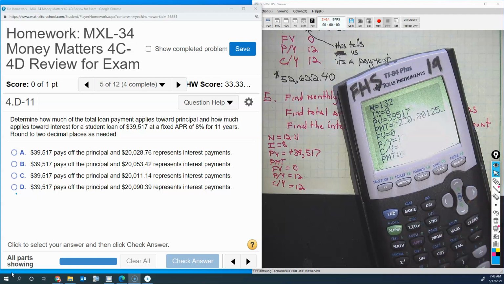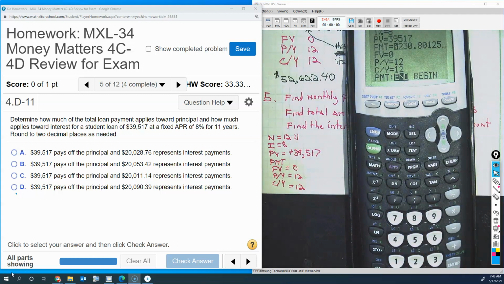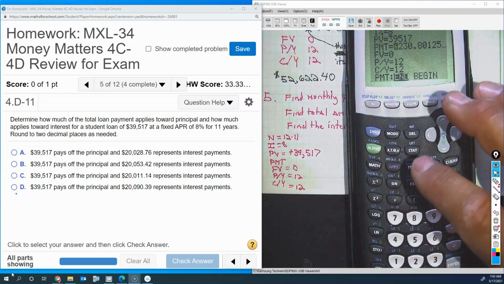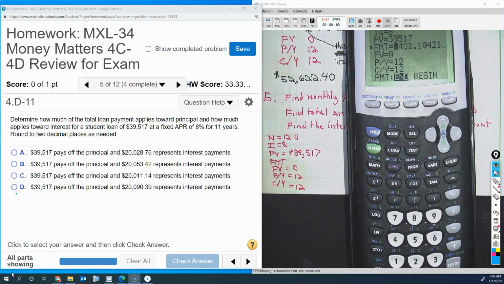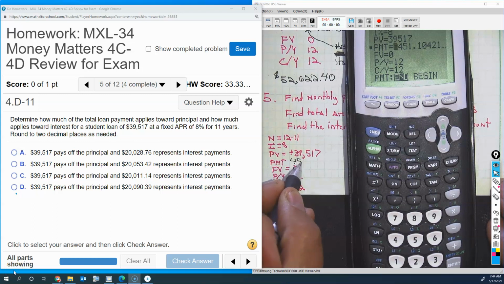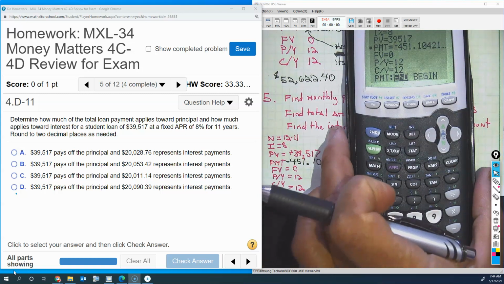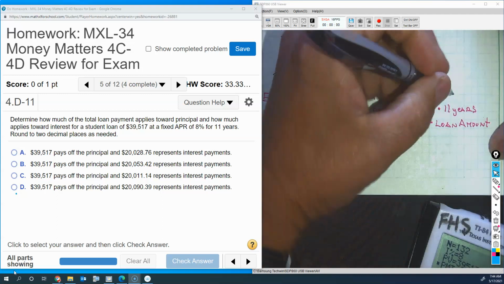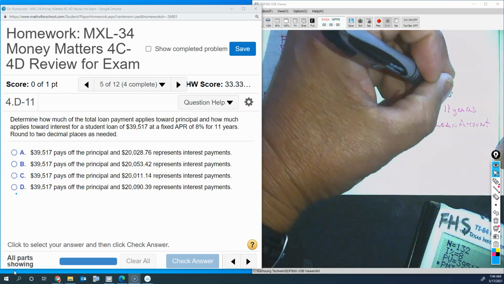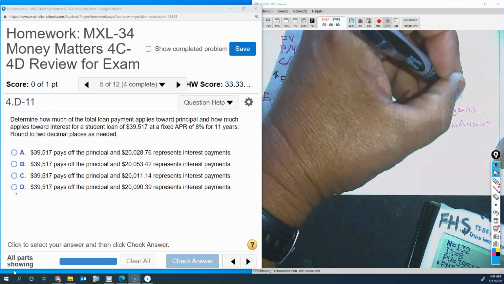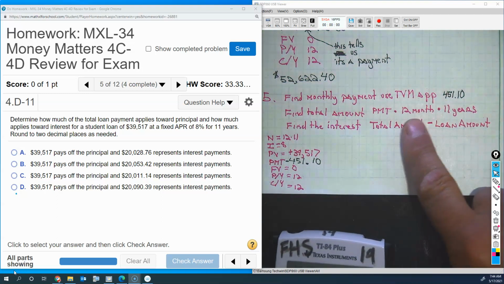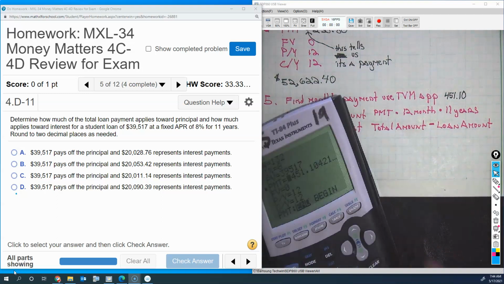Okay, second, alpha enter. So I've got to make a payment of $451.10. That's my monthly payment. Now I'm going to multiply that by 12 and 11.